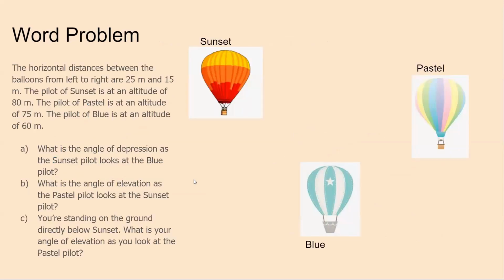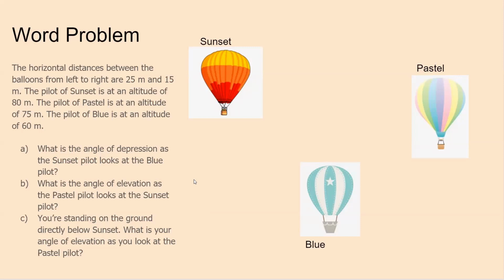So now over here, we're going to have a mini word problem. Actually, it's quite complicated. It might take us a while. Over here, we have 3 hot air balloons. We have some important information. Let's just underline all the key information. The horizontal distances between the balloons from left to right are 25 meters, 15 meters, and 15 meters.